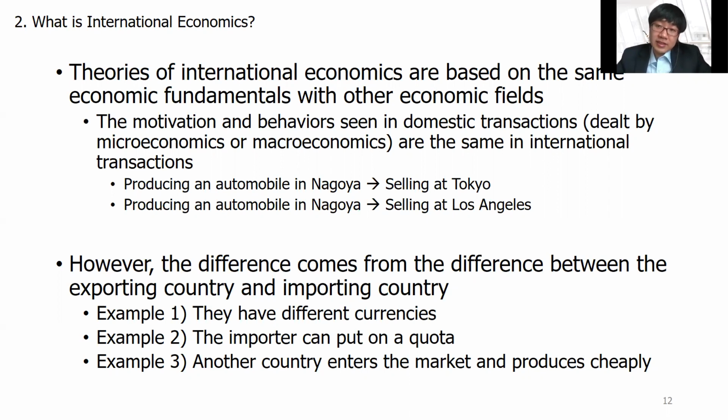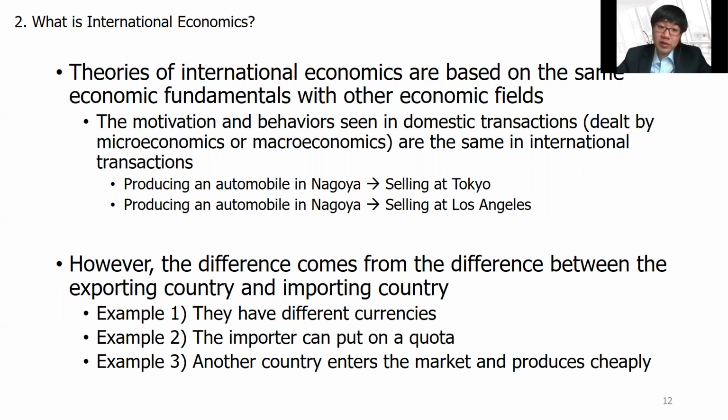However, the difference between domestic economics and international economics comes from the difference between the exporting country and the importing country. What kind of differences are there? For example, they have different currencies. If you're producing a good in Nagoya and selling in Tokyo, you both use Japanese yen. However, if you'd like to sell it in Los Angeles, you have to sell the car and get the money in US dollars. And that's where the difference comes from.